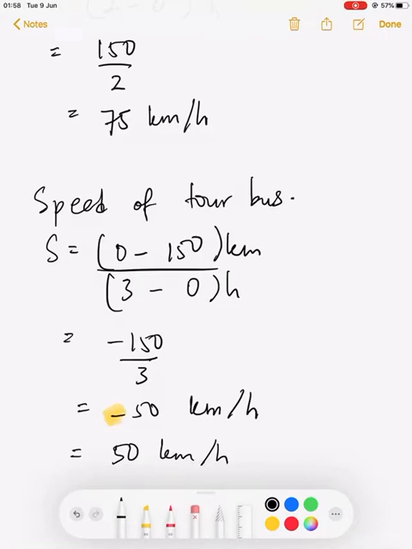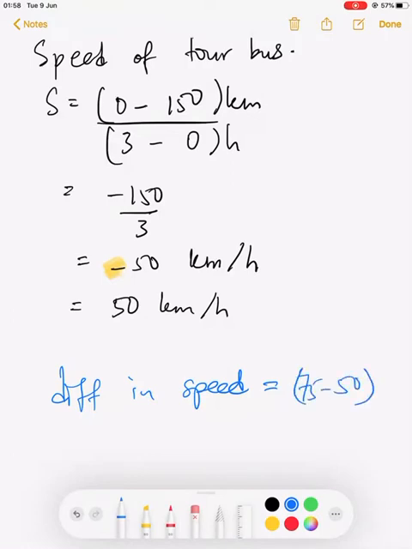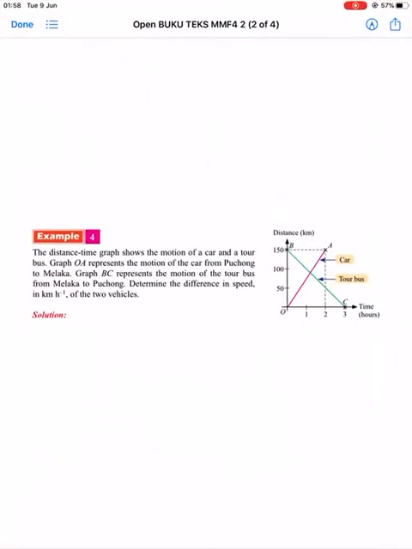Okay, so the difference in speed equals 75 minus 50 kilometer per hour, 25, right? 25 kilometer per hour. So that's the answer, 25 kilometer per hour. Okay, so let's move to the next example.